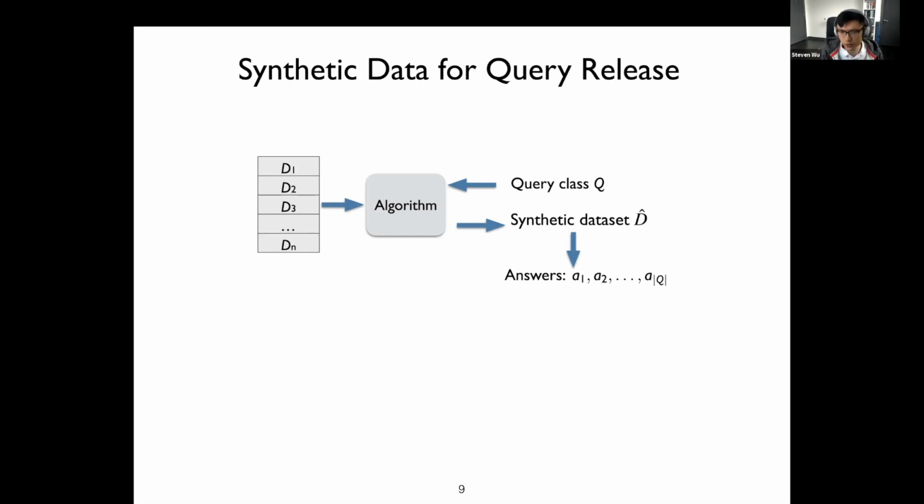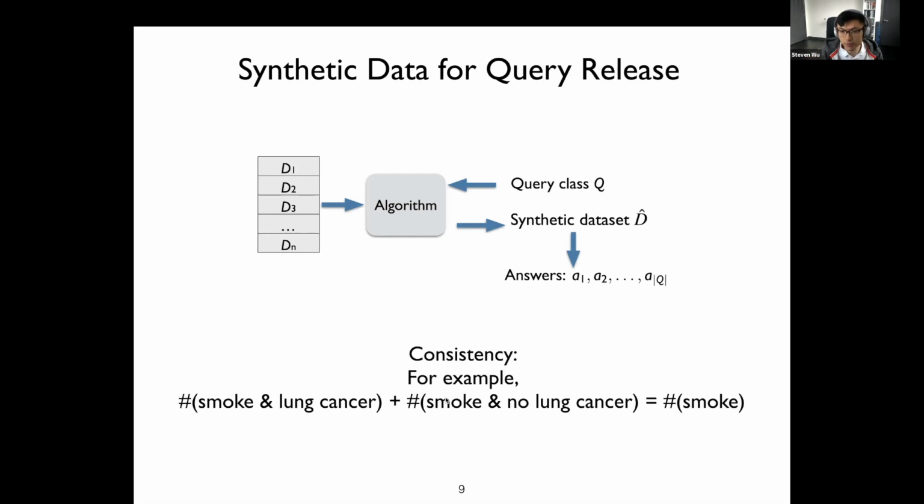Even though these are approximate or noisy answers given by a synthetic data set, one of the advantages of this approach is statistical consistency. If you count the number of people who smoke and have lung cancer, and the number of people who smoke and have no lung cancer, these two answers will add up to the total number of people who smoke. Whereas if you take a more standard method like the Laplace mechanism and perturb each answer individually, this guarantee is not ensured. This kind of consistency is nice when you release the answers or the data to non-experts, so that they have a better time interpreting the results.